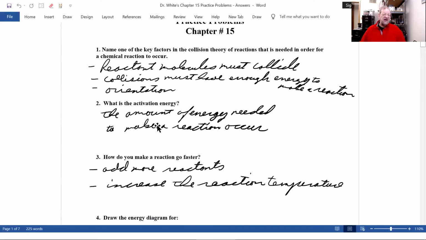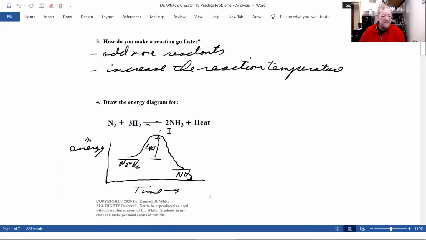Now, on the test, I asked, how does a catalyst work? It lowers the activation energy, but what is the activation energy? That's the amount of energy needed in a collision to make a reaction occur.